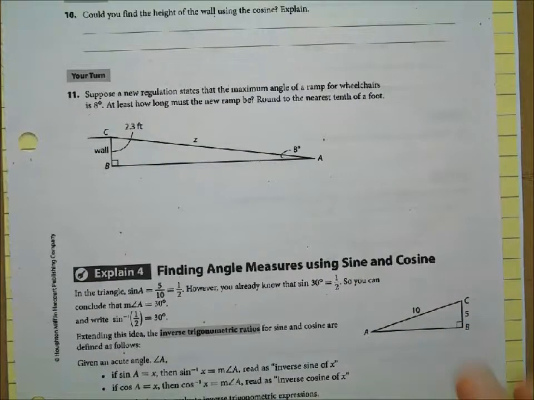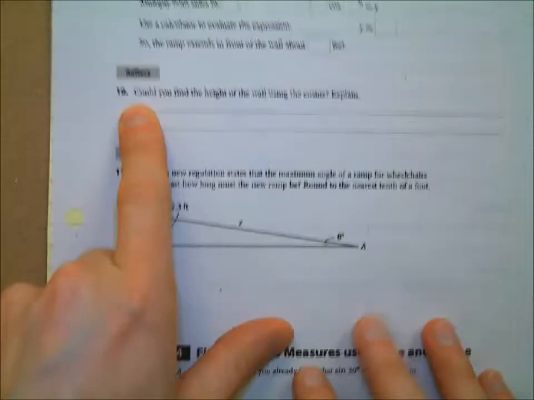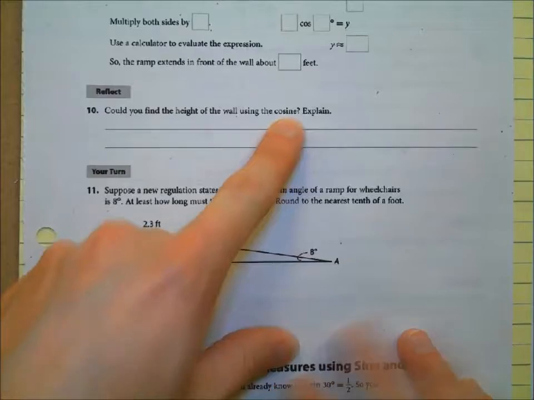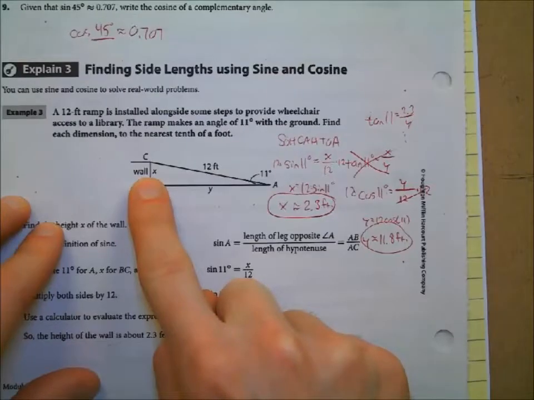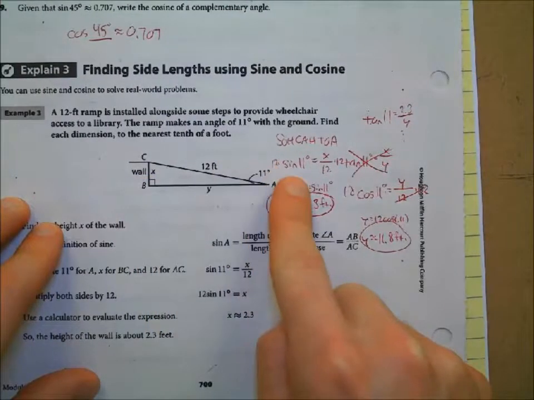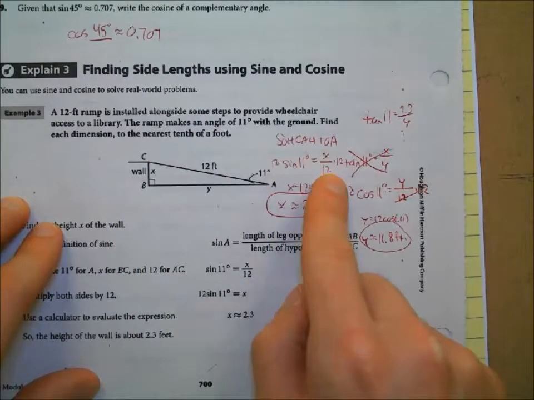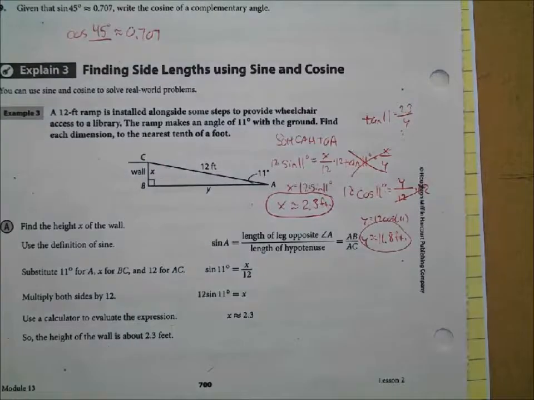So, number 10, before we move on here, number 10 asks, could you find the height of the wall using the cosine? So let's go back to our problem here. I like this question. We found the height of the wall, x. We found the height of the wall using sine, right? To find x there, we used sine of 11 degrees equals x over 12. Could we have found the height of this wall using the cosine ratio here? And if so, how?